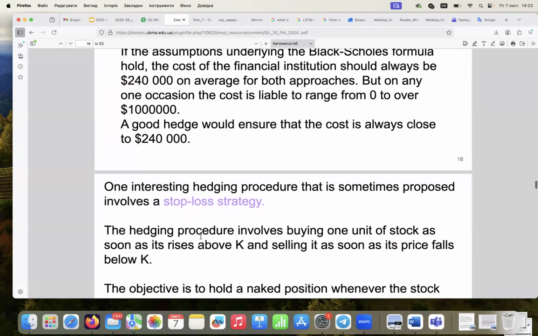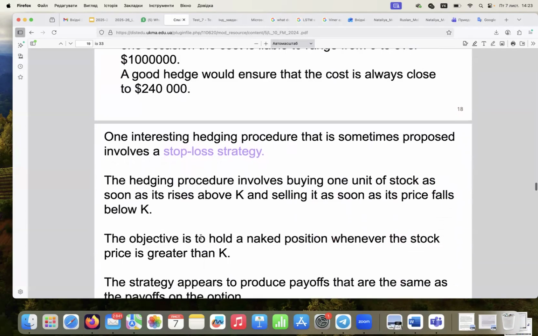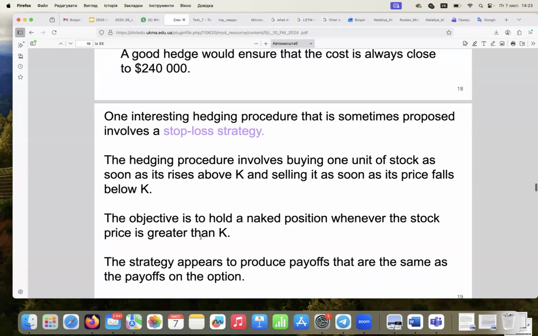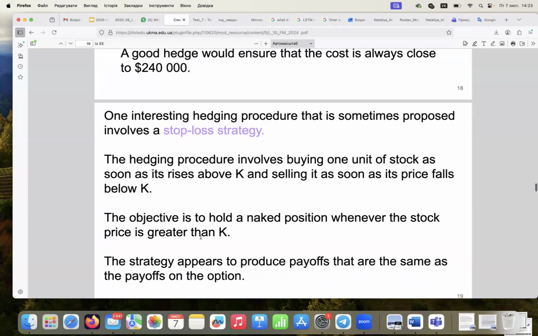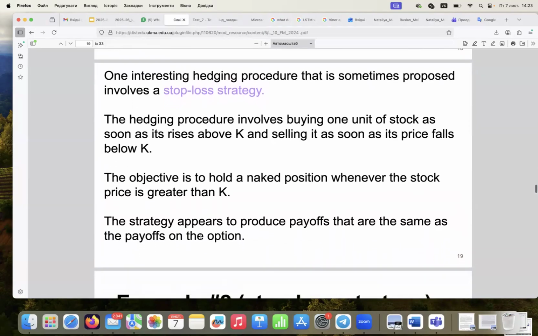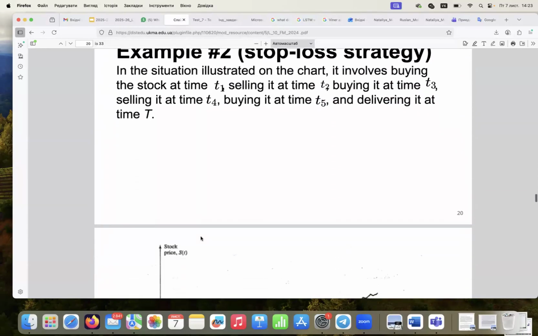Okay. There are other interesting hedging strategies. It's called the stop loss strategy. This hedging strategy involves buying one unit of stock as soon as its price rises above K and selling as soon as the price falls below K. What does it mean?